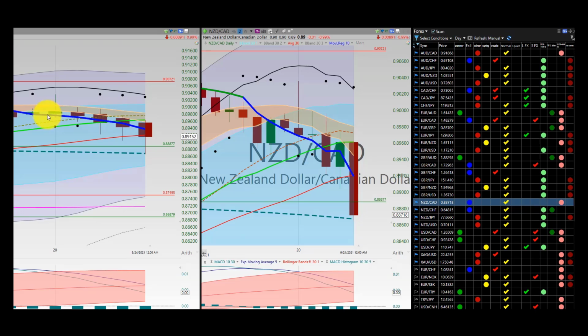One thing I like about Heikin-Ashi and alignment is it keeps us out of some of this chop, which is really good. So that way you minimize your risk in terms of chop.